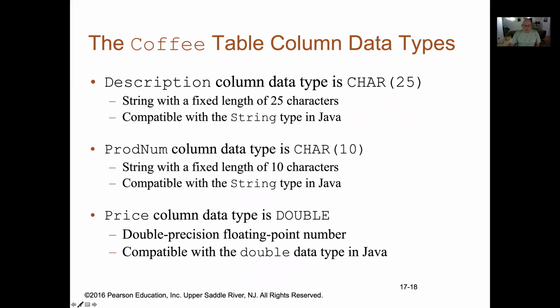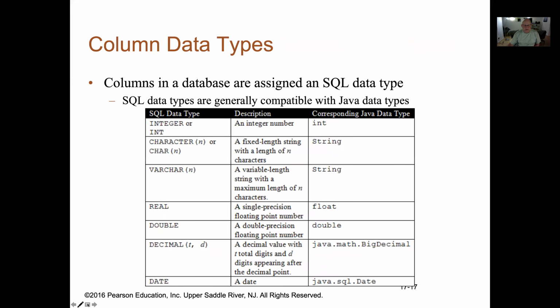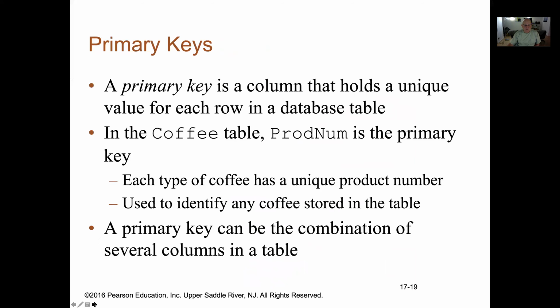We'll go back one, too fast here. So what's a primary key? This is good to know. A primary key is a column that holds a unique value for each row in a database table. In the coffee table, product number is the primary key. A primary key can be the combination of several columns in a table.